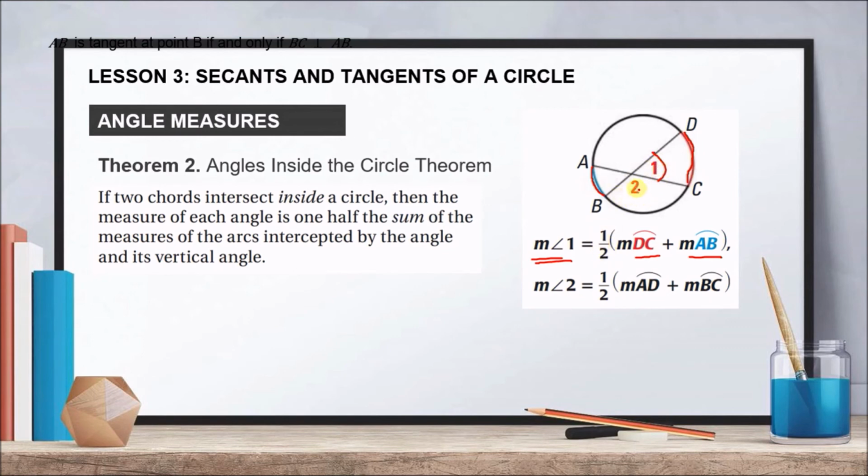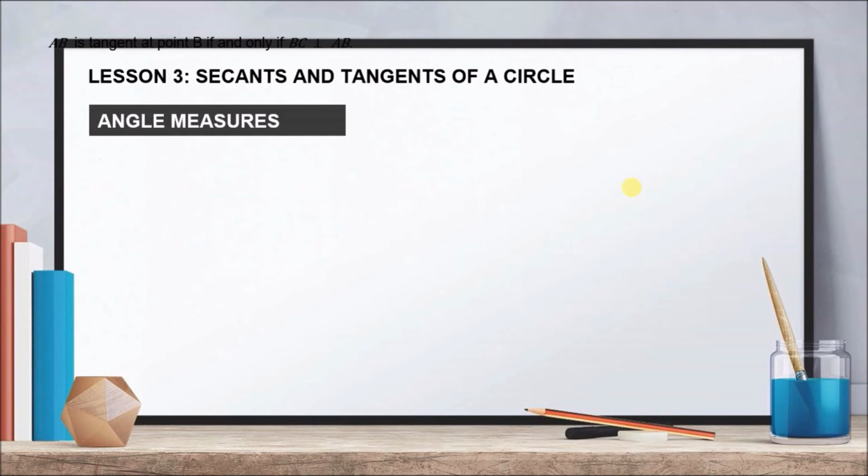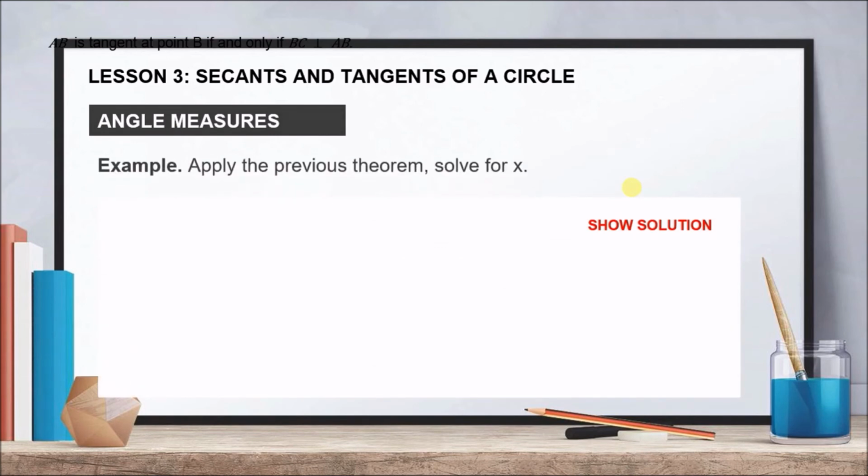To get the measure of angle 2, ang mga gagamitin mong arcs are measure of arc AD and measure of arc BC natin. So ito yung AD natin at saka yung arc BC natin. So from that, get the sum and take the half. Yun yung measure ng ating angle 2. Through example, marirealize mo kung paano kukunin yung angle na yun.